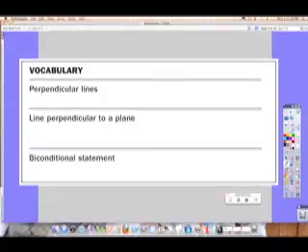We've talked about conditional statements. Today we're talking about biconditional statements. Let's first go over these few vocab words. The first two, I'm hoping you guys know these.